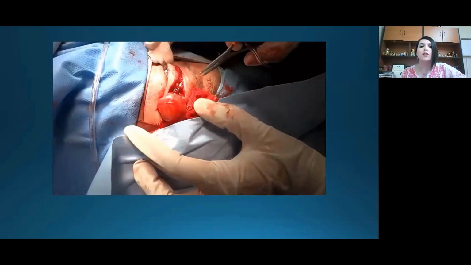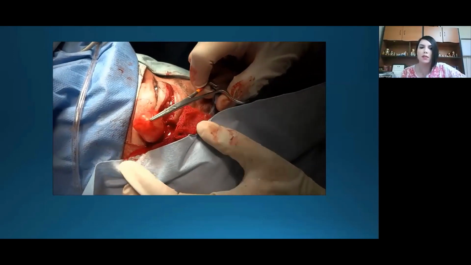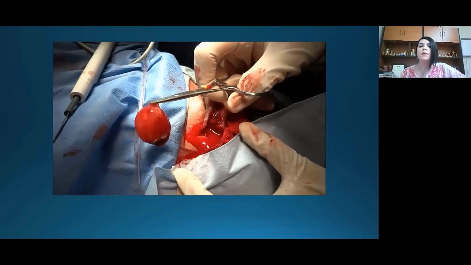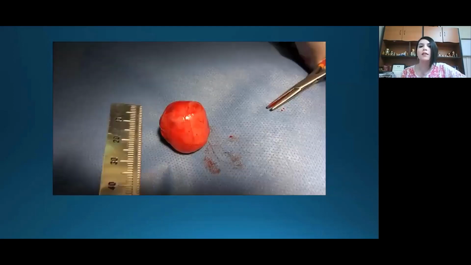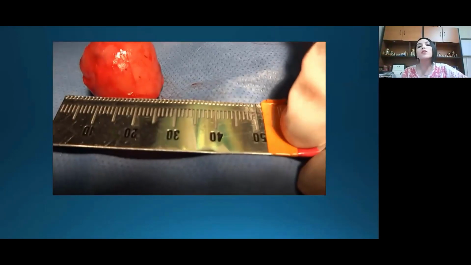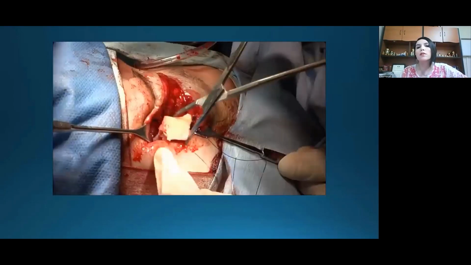Here, even here, you can see the mass. It was not too difficult, even though it's so big. And we are going to remove it very carefully. After that, we make some measures for the histopathology service. And the ball is almost 25 millimeters on each side.